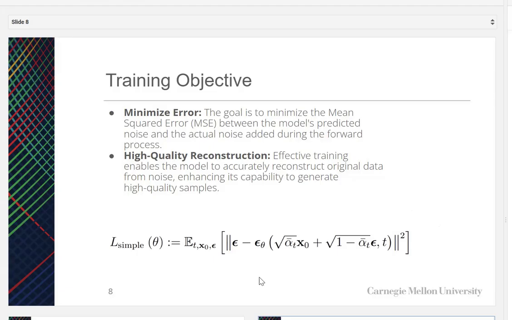So as you can see, here's the loss function. First, this is the expectation over the noise variable epsilon, the initial data points x0, and the t time steps. Also, epsilon theta is the model's predicted noise at time t.